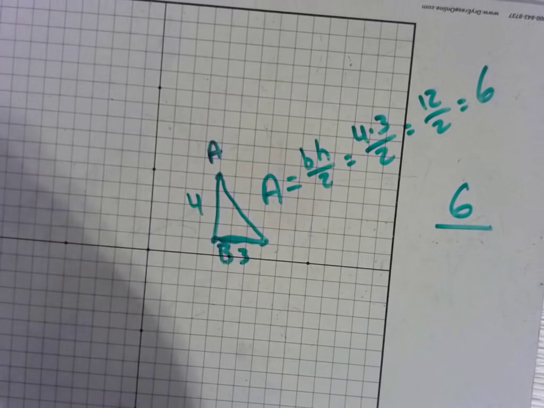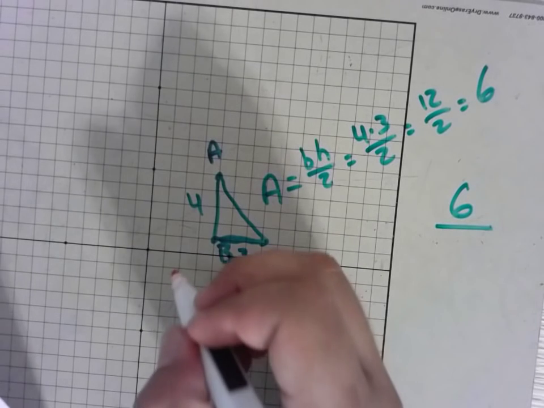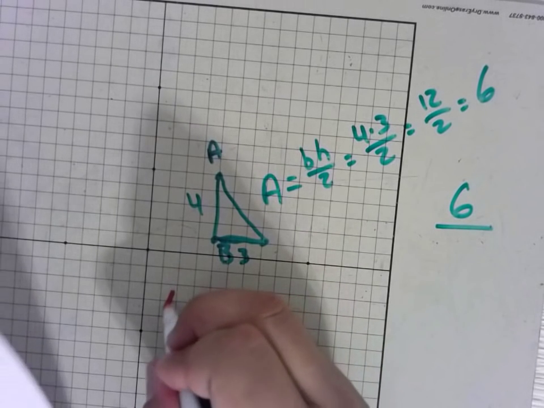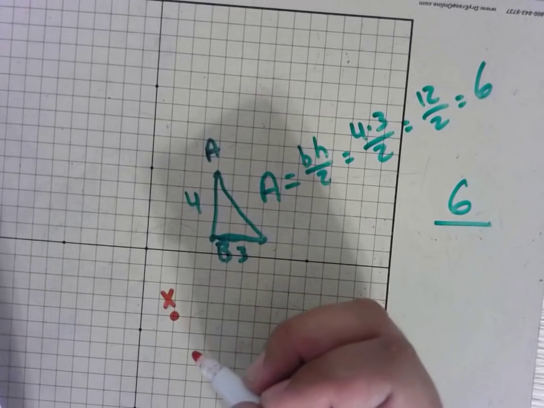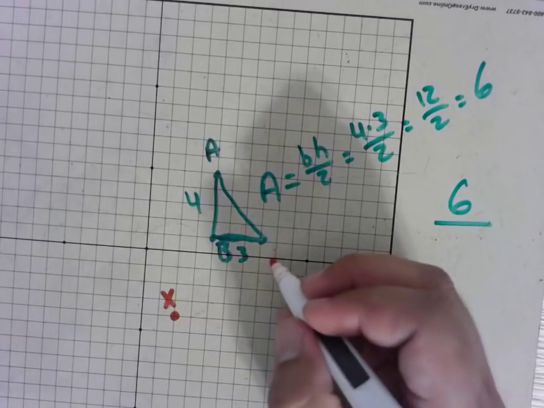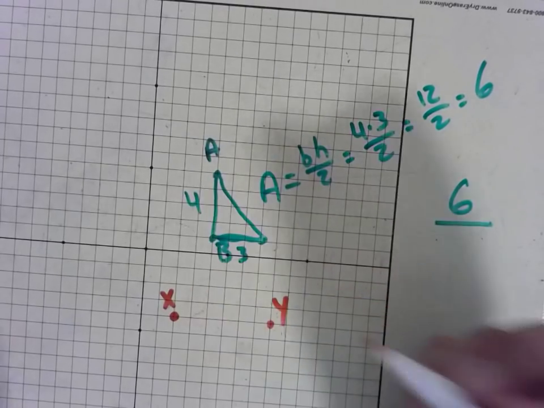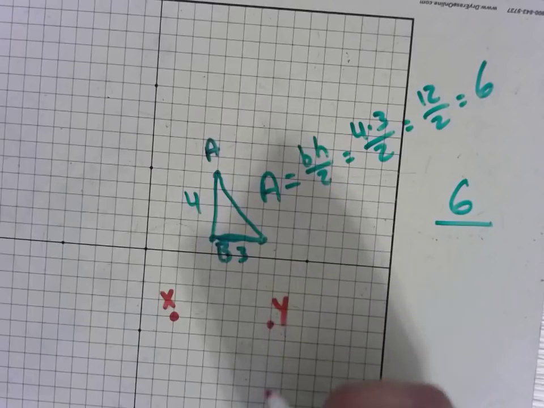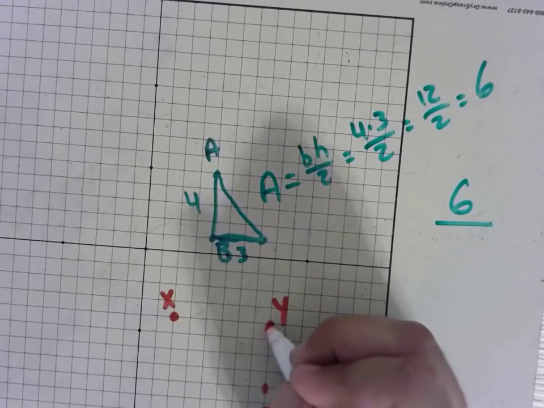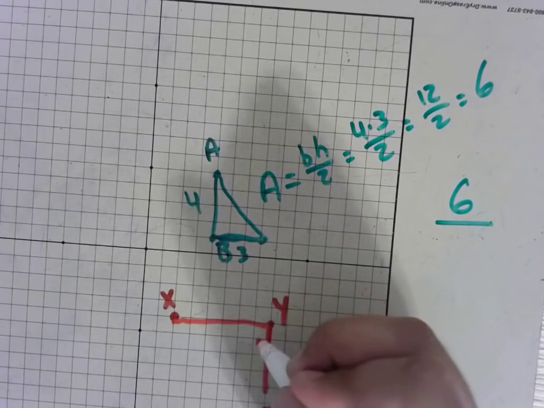The second triangle, XYZ, is at 2, negative 4. Here's X. 8, negative 4, Y, and 8, negative 8, Z. Here is the second right triangle.